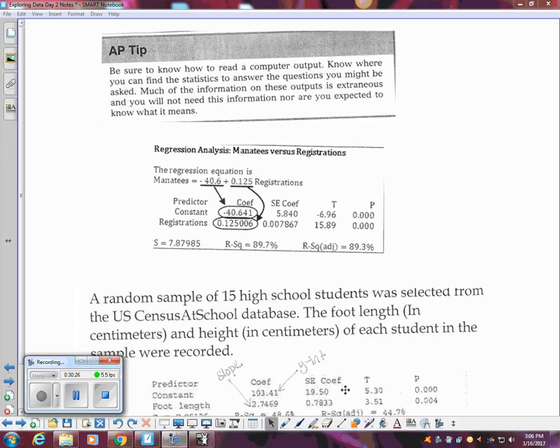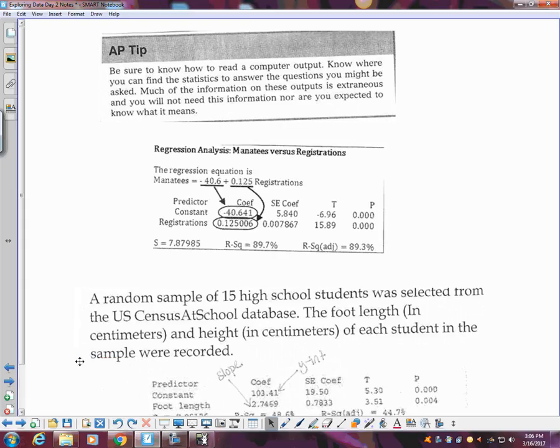Okay, an AP exam tip. Be sure you know how to read a computer output. Know where you can find the statistics to answer the questions you might be asked. Much of the information on these outputs is extraneous, not needed, and you will not need this information, nor are you expected to know what it means. It's there to throw you off just for kicks.